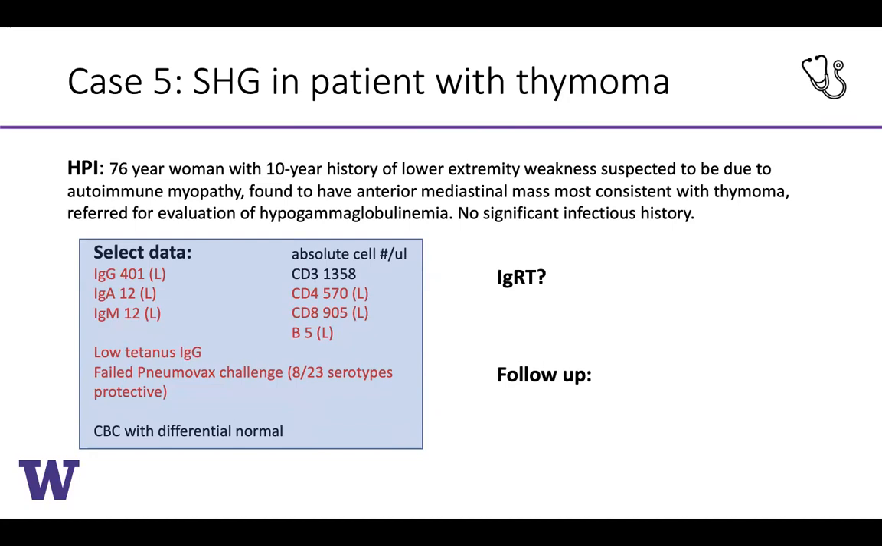She was found to have an anterior mediastinal mass, most consistent with thymoma, and was referred to us for hypogammaglobulinemia, which is shown here, pretty significant. She has not had any infectious history. We do not have any of her immunoglobulin levels prior to this. She also had poor vaccine-specific antibody titers. For this patient, immunoglobulin replacement therapy was recommended, and she's on it and doing well.